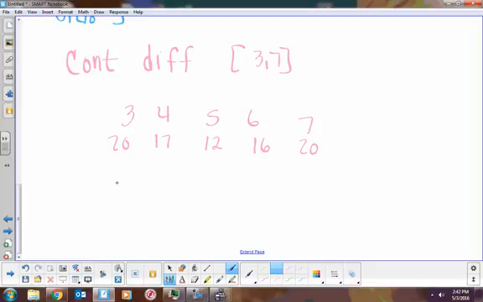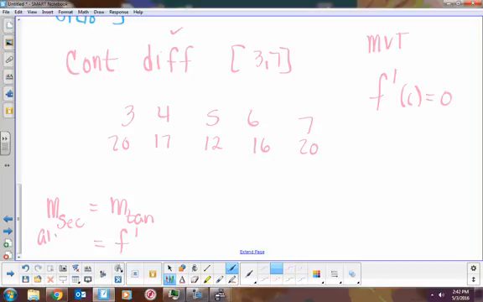Part 2, there exists a c. Now they're saying f prime of c equals 0. I'm into a derivative. It is differentiable. I'm thinking mean value theorem. What is mean value theorem? Slope of the secant is equal to slope of the tangent. Slope of the tangent is your derivative.